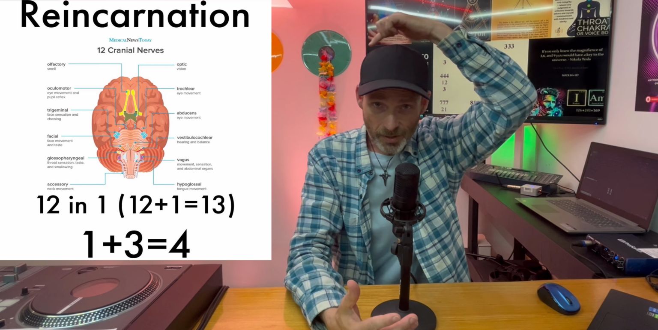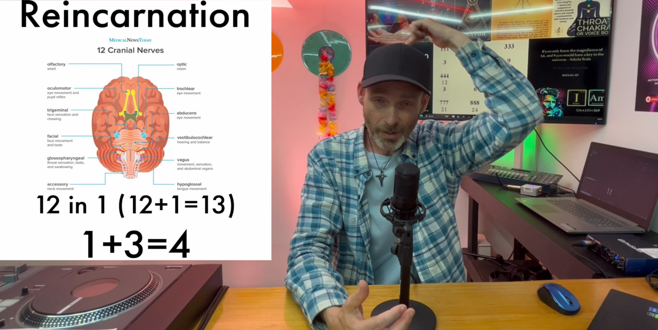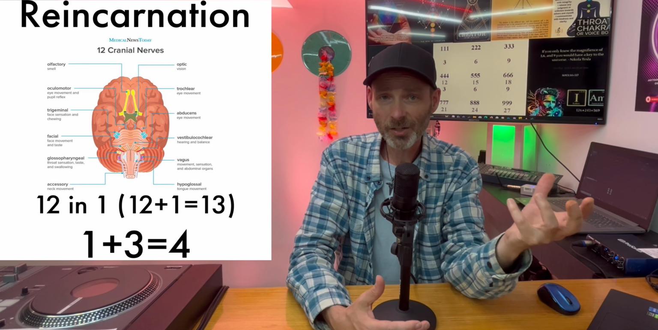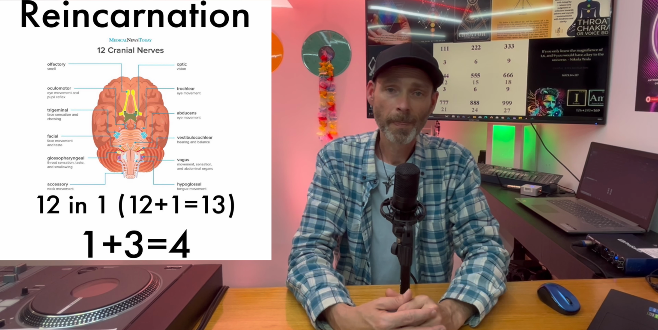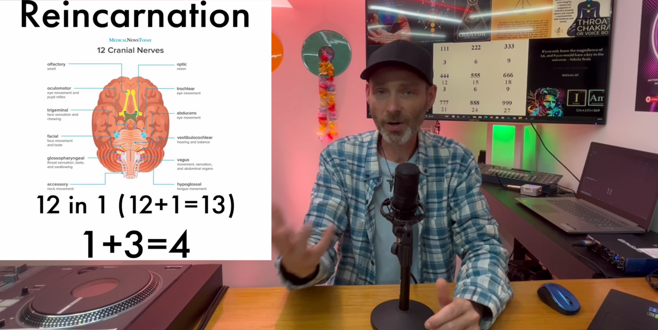So the consciousness of all 12 of those cranial nerves, the reincarnation of life, the 12 cranial nerves, the 12 zodiac signs, the 12 disciples, the 12 houses in astrology. 12 times 12 is what, 144? I could be wrong, or maybe that's 72 and 72.